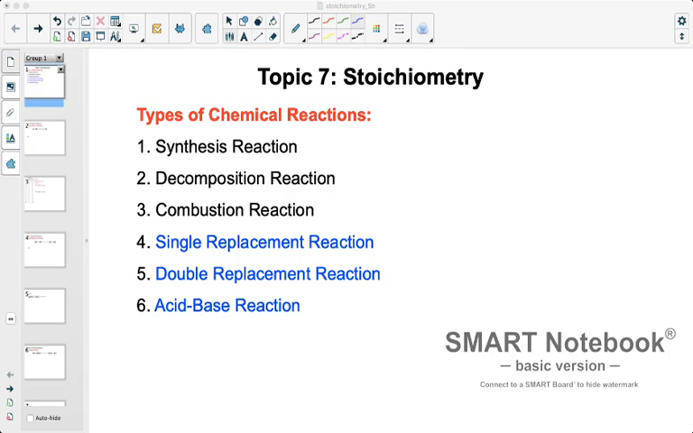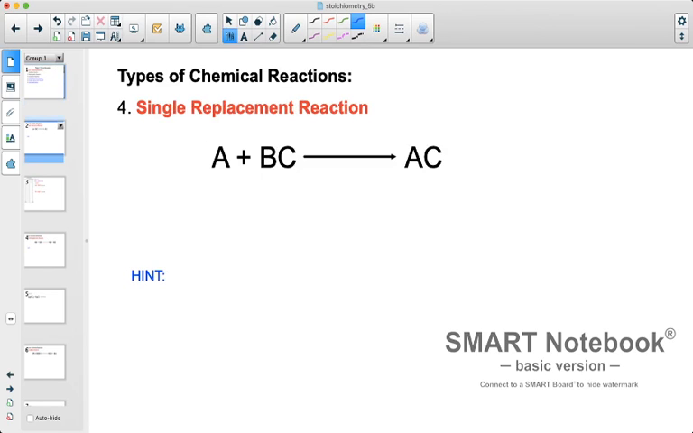Hi everyone. In today's lesson, we're going to be looking at the last three types of chemical reactions. We already looked at a synthesis reaction, a decomposition reaction, and also a combustion reaction. We start today with a single replacement reaction.